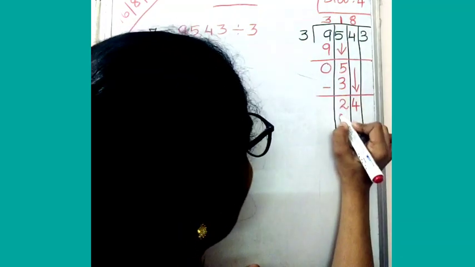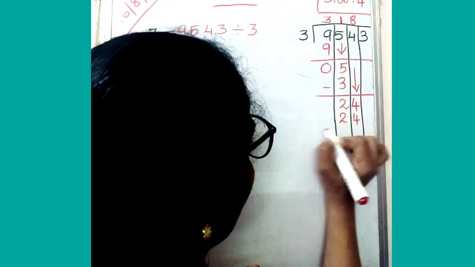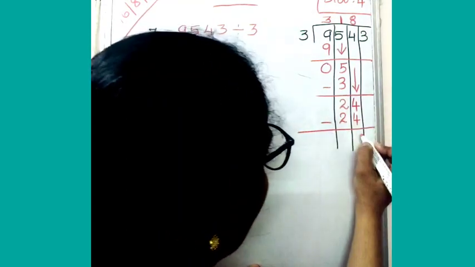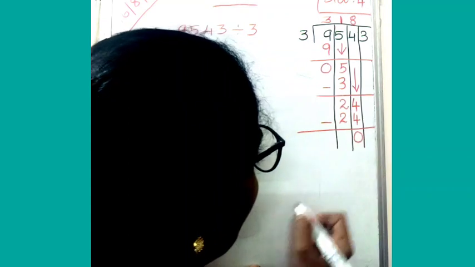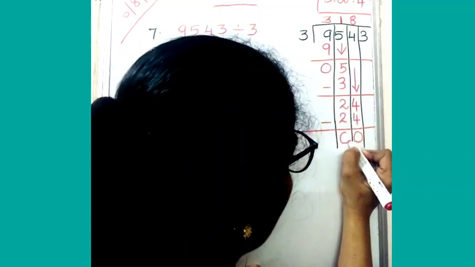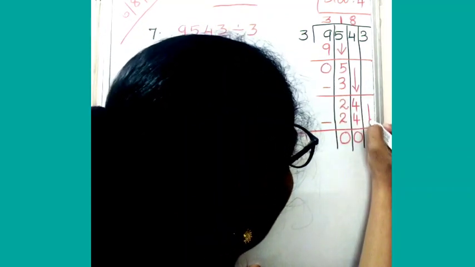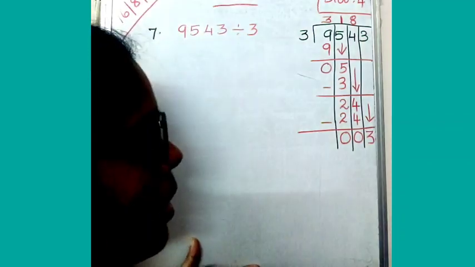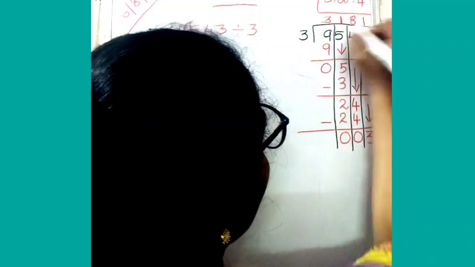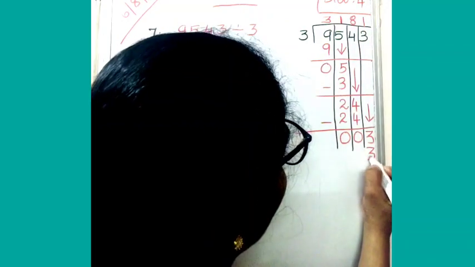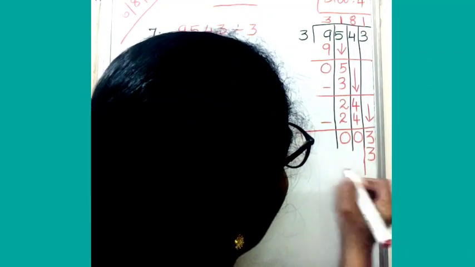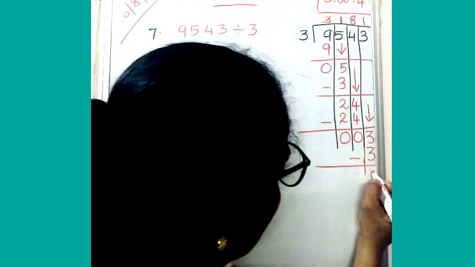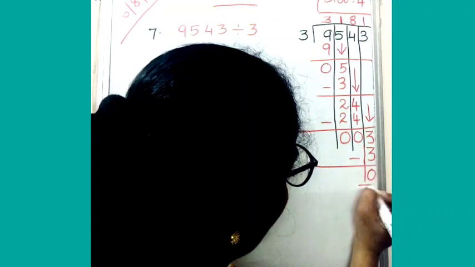3 8s are 24. Draw line. Subtract. 4 minus 4, 0. 2 minus 2, 0. Bringing down the next digit, 3 here. How many times? 1 3 is 3. Draw line. Subtract. 3 minus 3, 0.